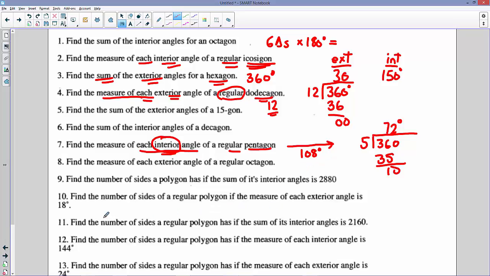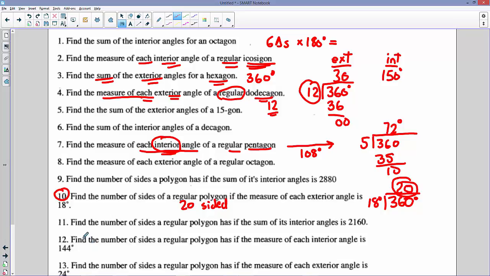Okay? All right. I'm going to skip a lot of these. We'll do number 10 really quick. Find the number of sides of a regular polygon if each exterior angle is 18. All right. Well, now we know the sum is 360, and we know the measure of each. So we're going to divide 18 degrees into 360 degrees, and we find out that we get 20. So that's a 20-sided figure. It's kind of the reverse of what we did up here. Here we knew the number of sides. Here we had to find the number of sides.